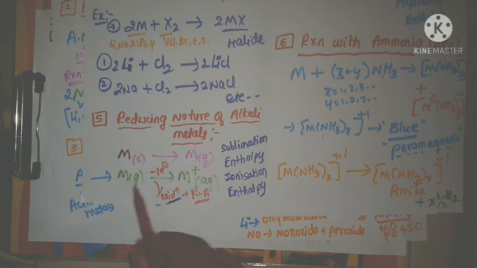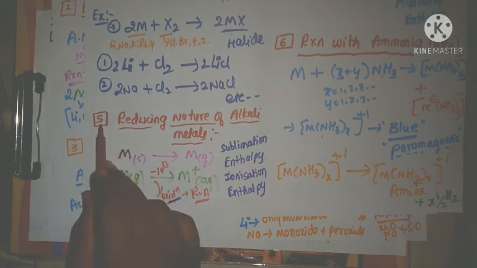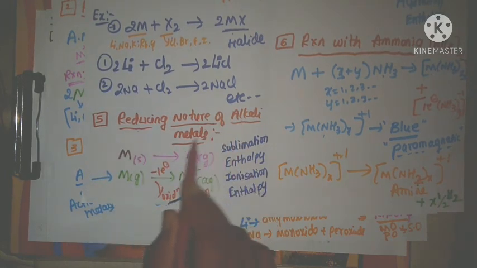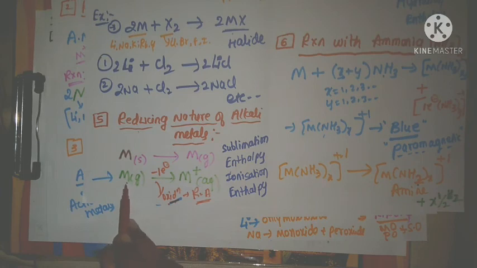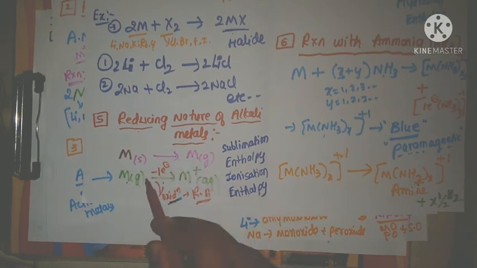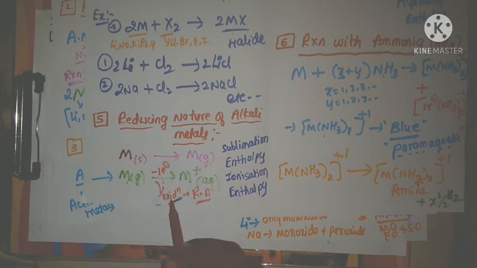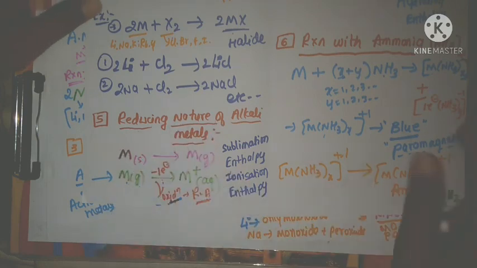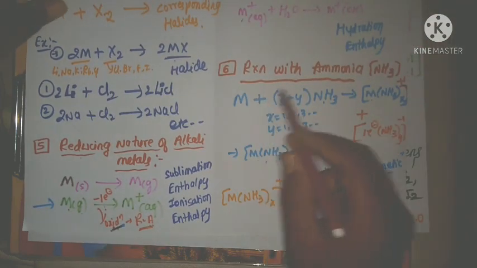Here, fifth chemical property is the reducing nature of alkali metals. Just observe the second one. Here the alkali metal present in the gaseous state loses one electron. Loss of electron means oxidation. The one that itself undergoes oxidation is called what? Reducing agent. This is called the reducing nature of alkali metals.